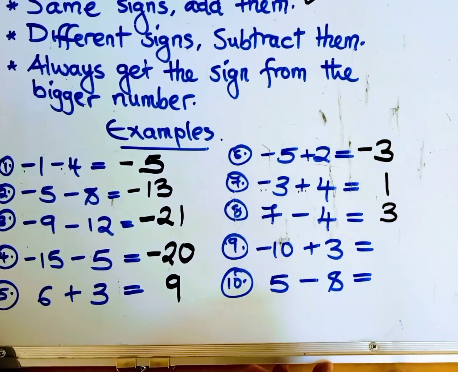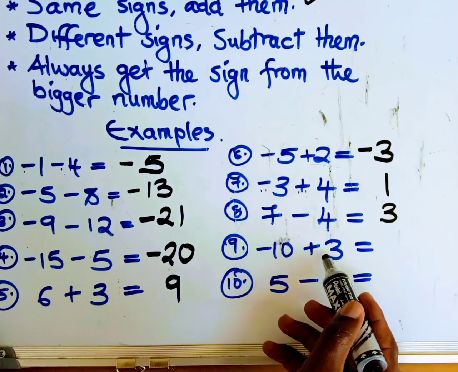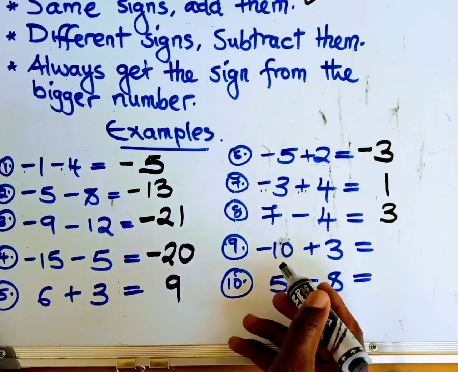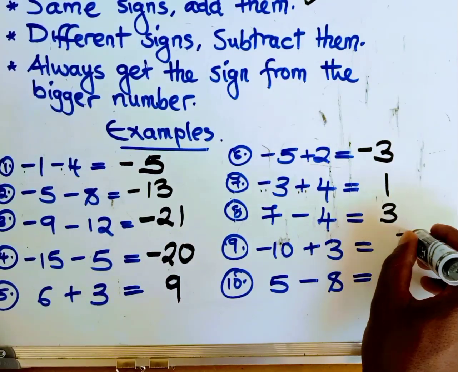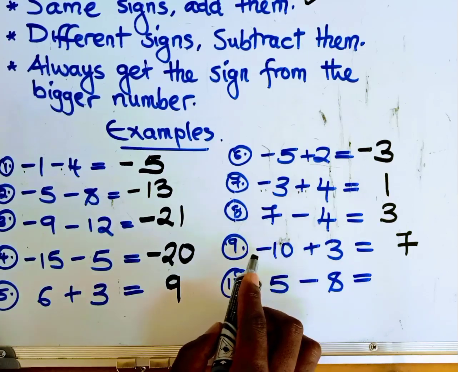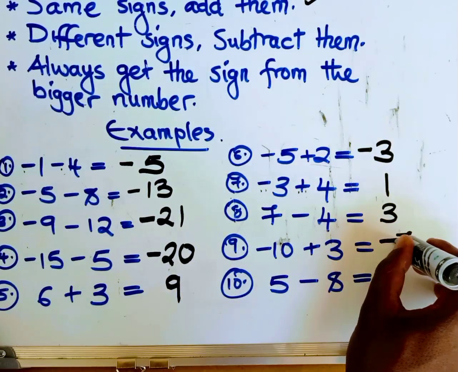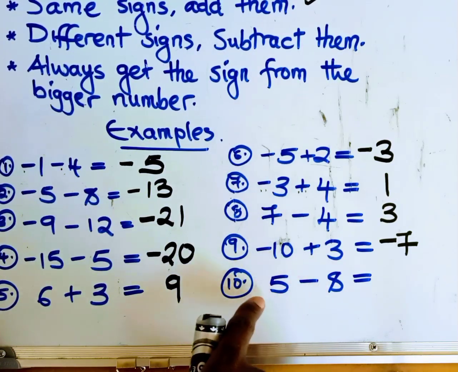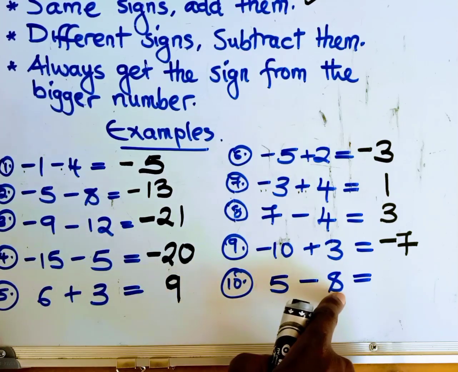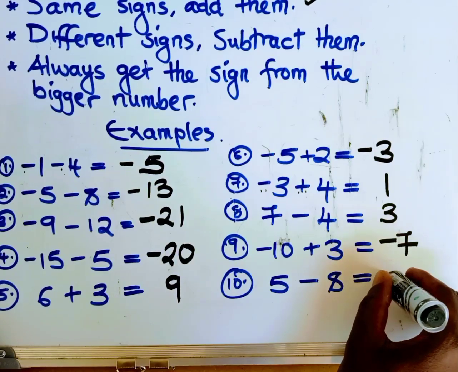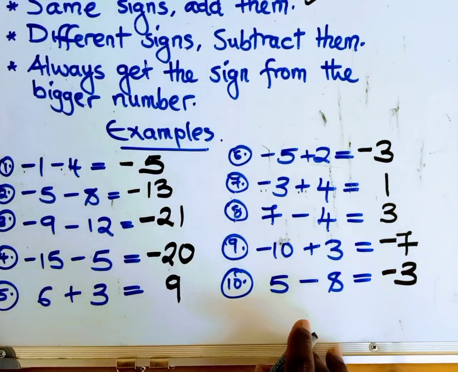Okay, hope that you're following that. Negative 10 plus 3. Different signs. What do? We subtract. So from 10 take away 3 to give us what? 7. Now, the sign, the bigger number has which sign? It has a negative. So the answer is a negative 7. Hope that you've followed. The last one, from 5 we take away 8. So this 5 is a positive and the 8 is a negative. So meaning our answer is a what? Is a negative. So we subtract different signs, our answer is negative 3.